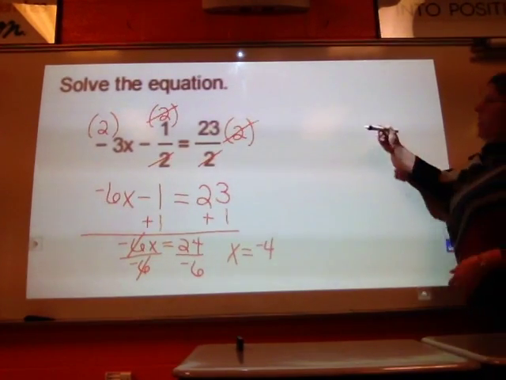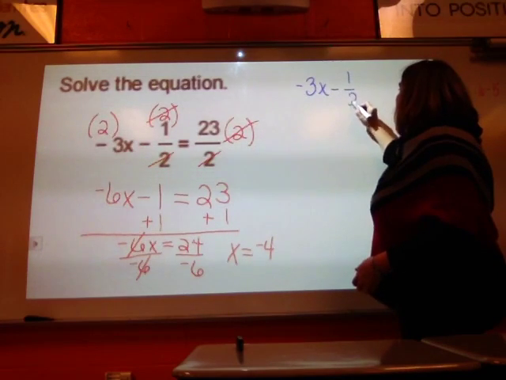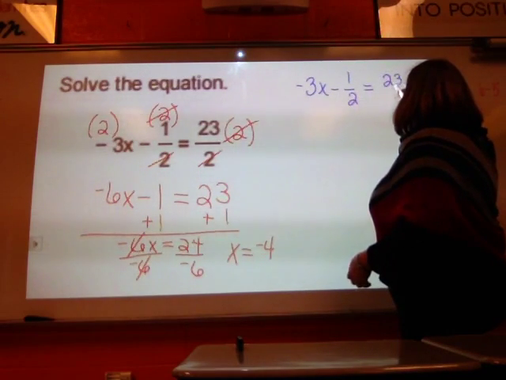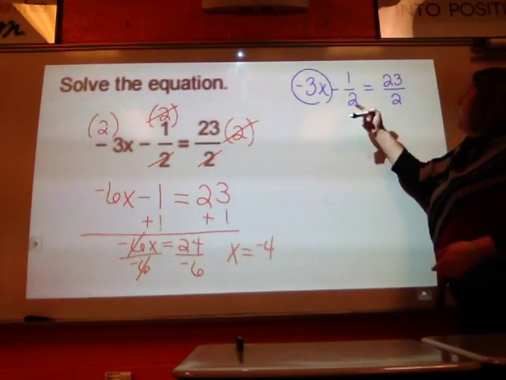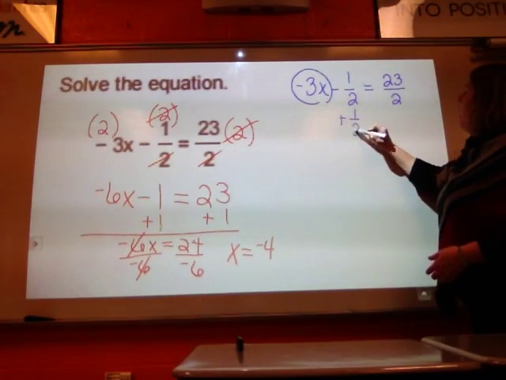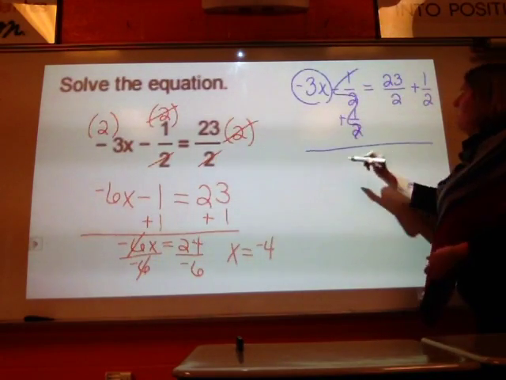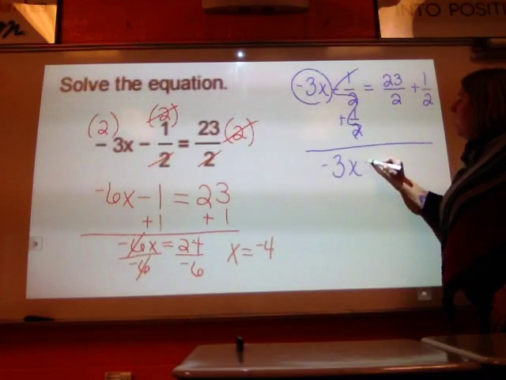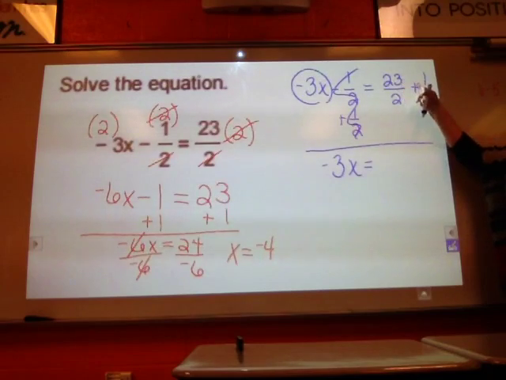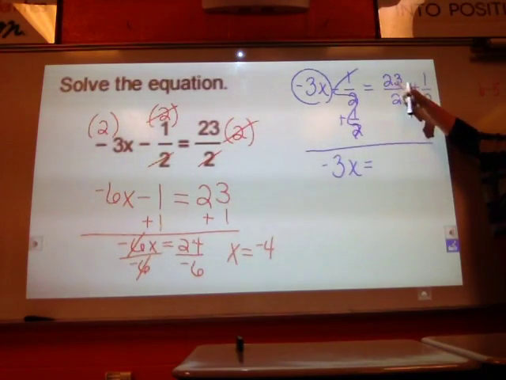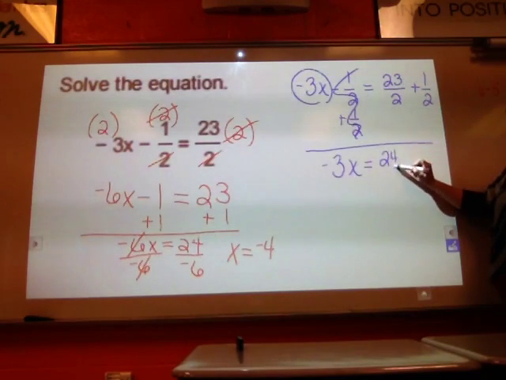All right. So if I still have my problem, negative 3x minus a 1/2 is equal to 23 over 2. And you're like, okay, this is what I'm solving for, so I've got to inverse my negative 1/2. I can add 1/2 to both sides. Those will cancel, and it'll get me negative 3x is equal to, well, these already have common denominators. So I just add my numerators and keep the denominator. So 23 plus 1 is 24 over 2.